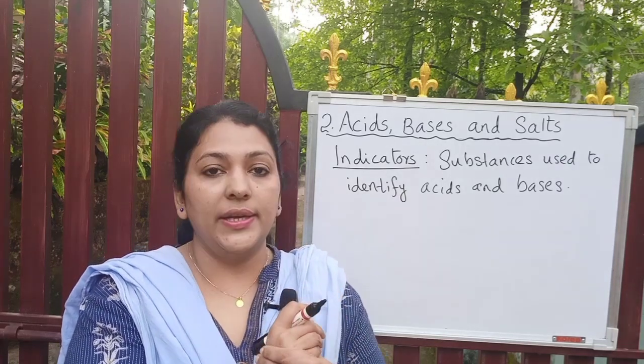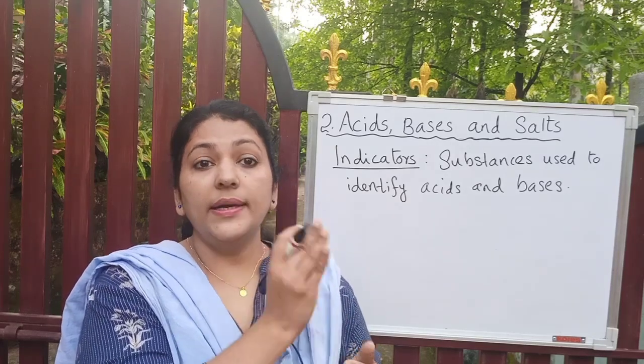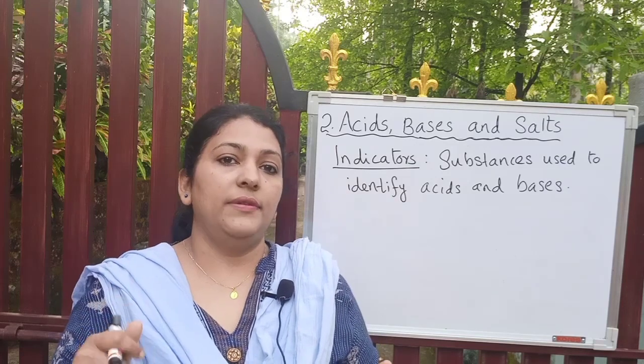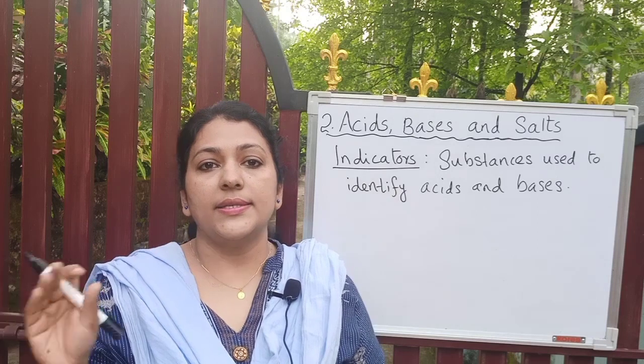Turmeric is a natural indicator. It will show red color in the presence of a base, and it stays yellow in acid. Turmeric is yellow in color, right? The same color in acid.